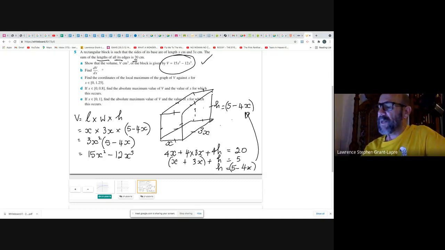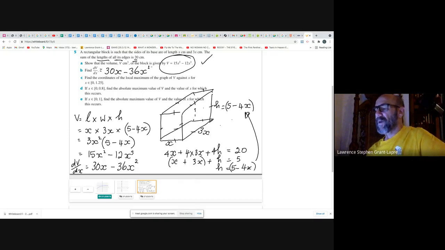Now we want dV/dx. dV/dx is the derivative of this equation of x. So the derivative is 30x minus 36x squared. So I'll put that up here, 30x minus 36x squared. Find the coordinates of the local maximum of the graph of V against x for the interval 0 to 1.25.